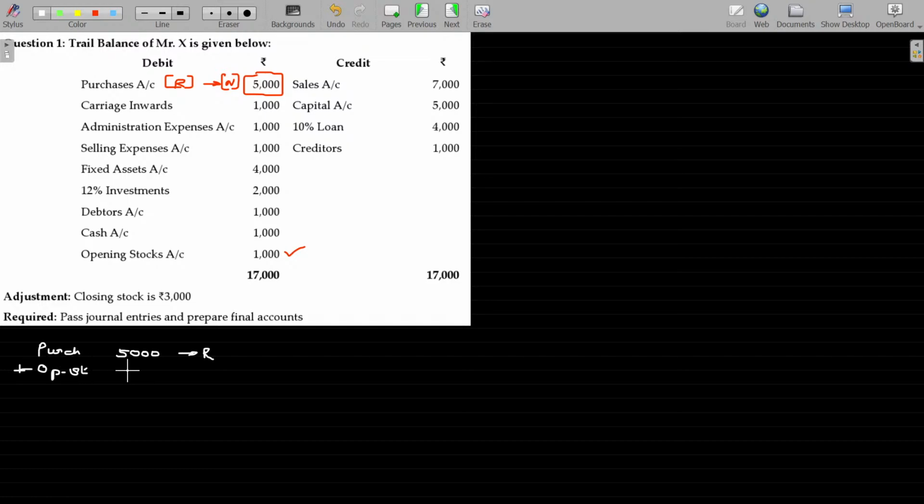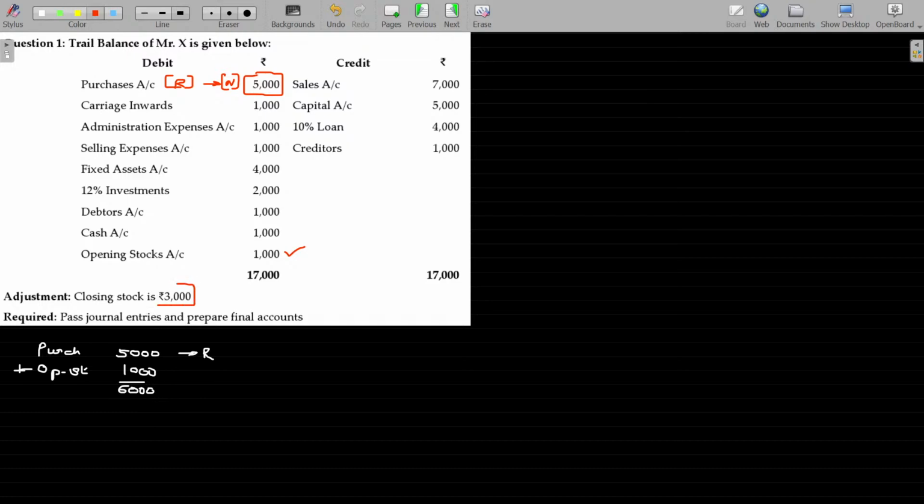If I add the opening stock with the purchases, you will have 6,000 rupees here. What is that 6,000? Goods available for sale. How much goods are you able to supply, sir? If somebody comes to our shop and inquires, already I have 1,000 rupees worth of stock in our office or in our godown. We purchased another 5,000, so almost 6,000 rupees worth of stock is available in our godown. How much stock do you want? Right. So, this is called goods available for sale.